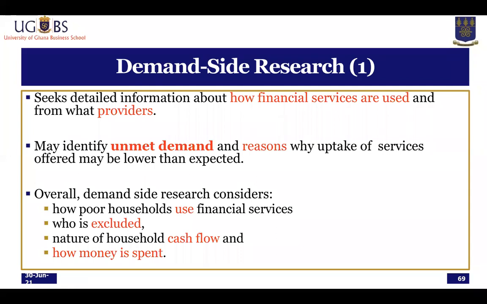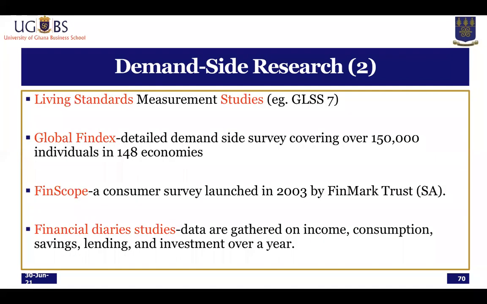Now, of course, the nature of household cash flows will also play a role. So understanding that would also help to shape or tailor the kind of products and services that will be offered within the space of microfinance and the pursuit of financial inclusion. And then also how money is spent, because that will tell you the pattern of spending within the space of the poor. So that's for the demand side research.